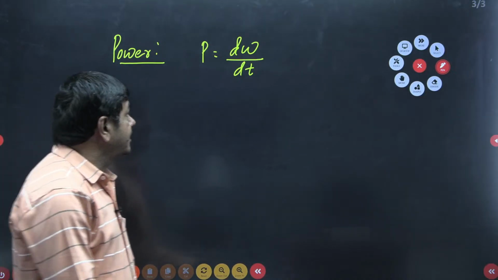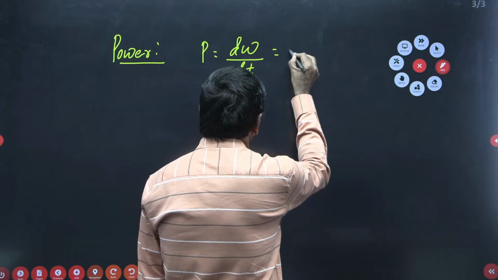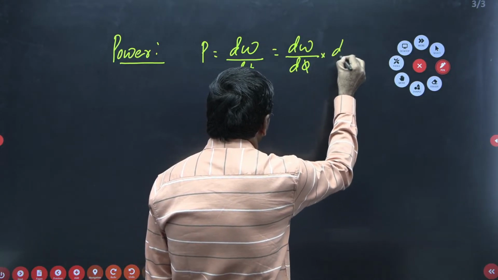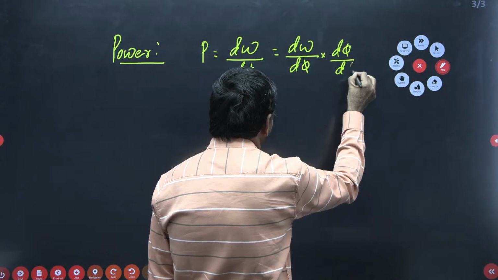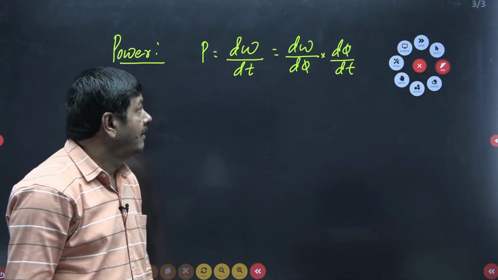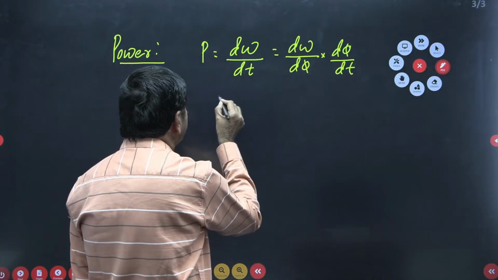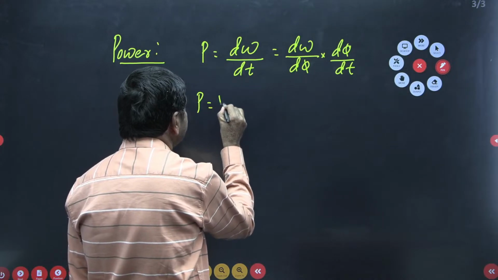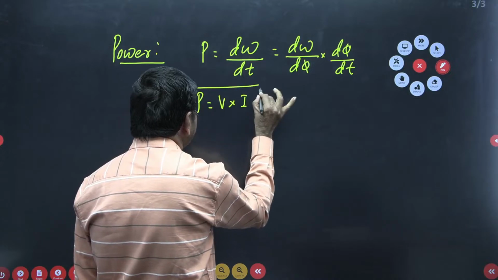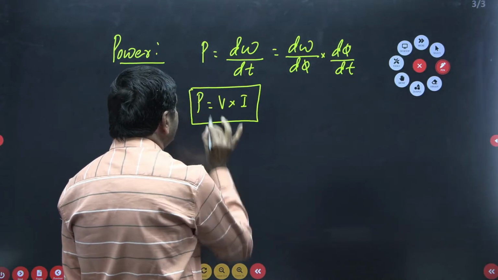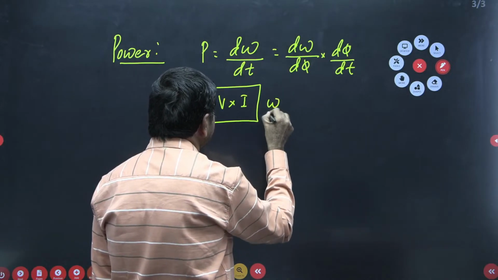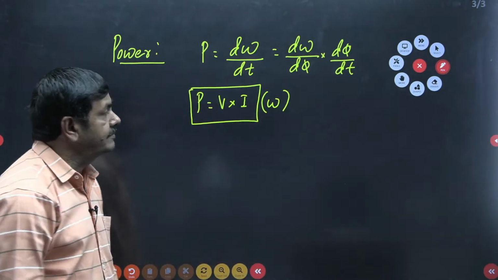The work done by time you can write in this way: dW by dQ into dQ by dt. I have written it like this. Just dQ cancels, and you'll get dW by dt only. We know very well dW by dQ is nothing but the voltage, and dQ by dt is nothing but the current. Voltage into current is said to be the power. When you want to find the power, you can use this formula. Units are in watts only.